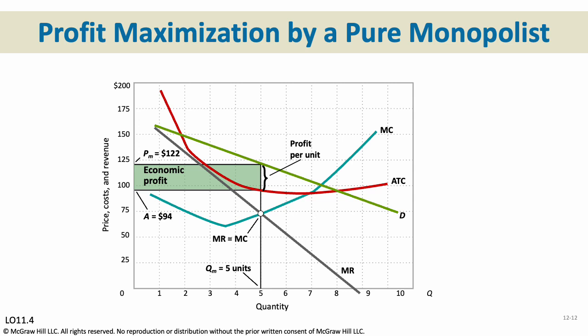or 122 minus 94. And per unit profit is that, and for total profit you multiply by 5, or this green rectangle. So this green rectangle is the difference between our price and our cost. Our price is 122, our cost is 94. If we multiply it by the 5 units we sold, that's this green rectangle, or our economic profit. And that's just representing graphically what we looked at in the chart a little while ago.